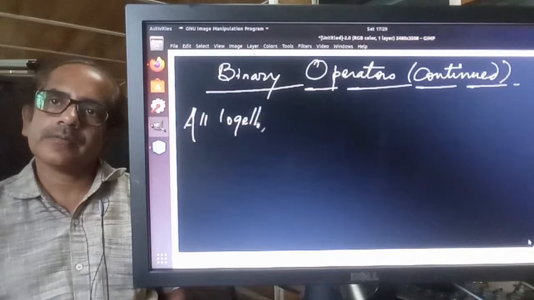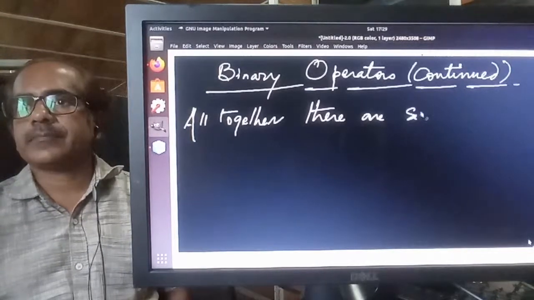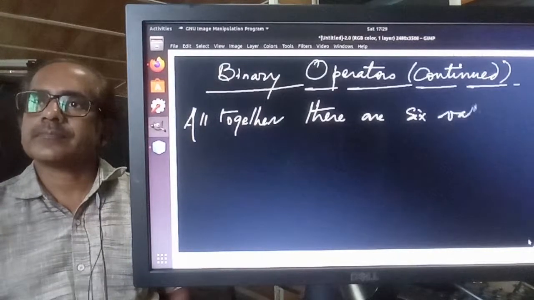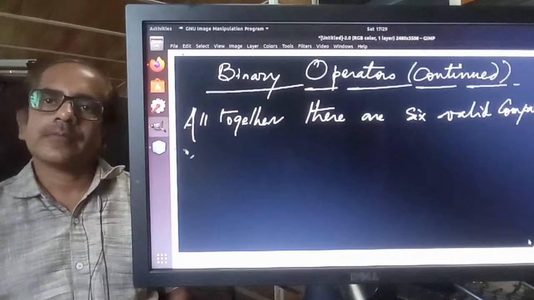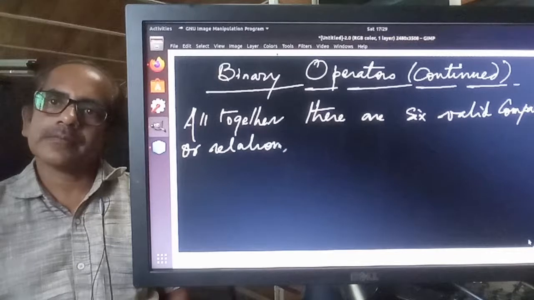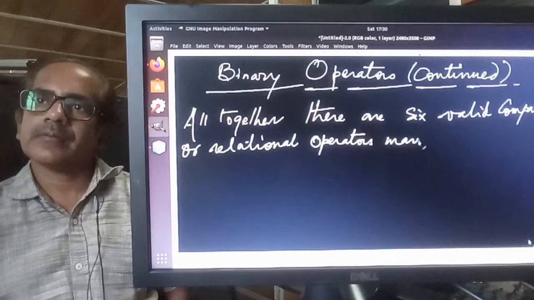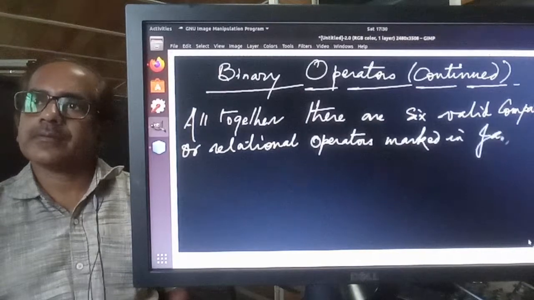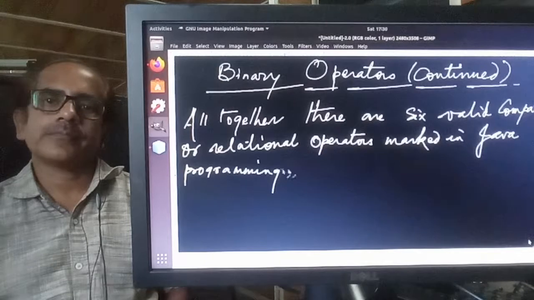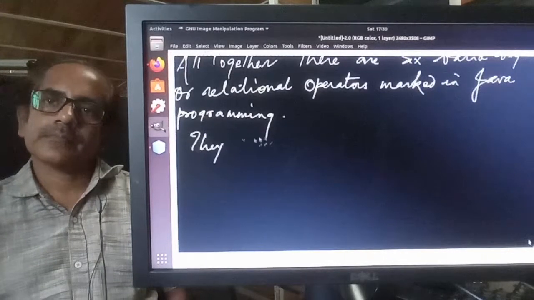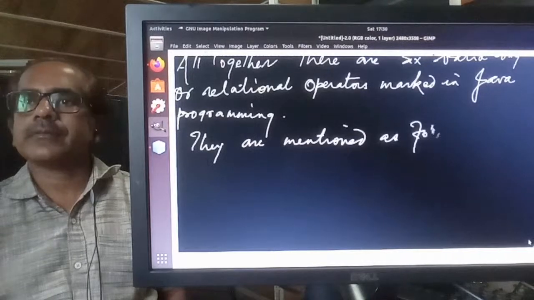Altogether, there are 6 valid comparison or relational operators marked in Java programming. They are mentioned as follows.